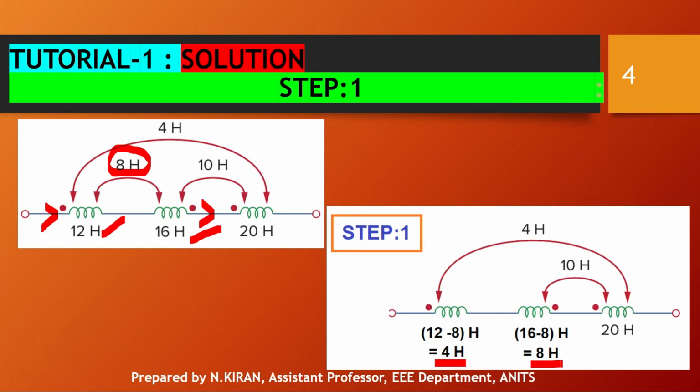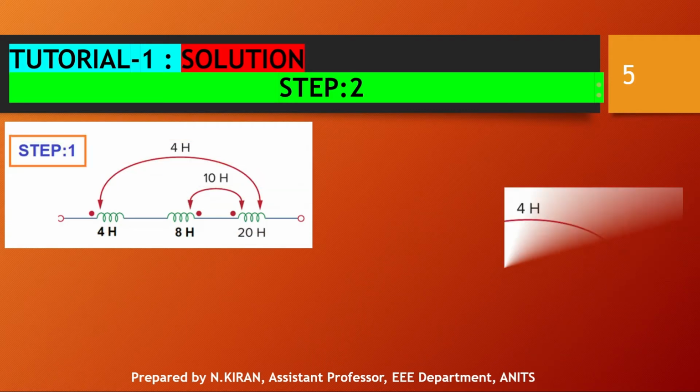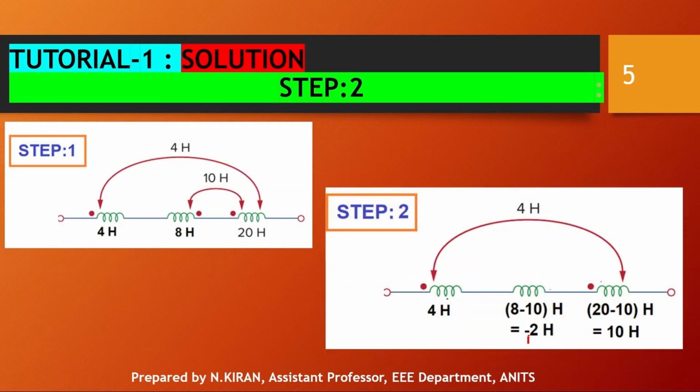Next, if I move on to the next coupling that is given, that is the coupling between second coil and third coil. Here the current is leaving at the dotted end and in the third coil current is entering at the dotted end. Here again these two coils are exhibiting series opposing nature. So I'll subtract the value of 10 from self inductance of second coil as well as third coil. On doing so, I'll get the value as minus 2 Henry and 10 Henry.